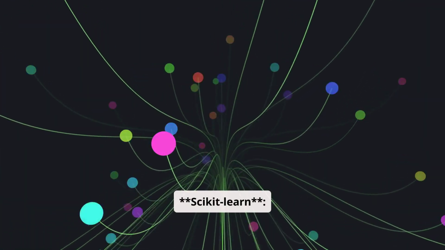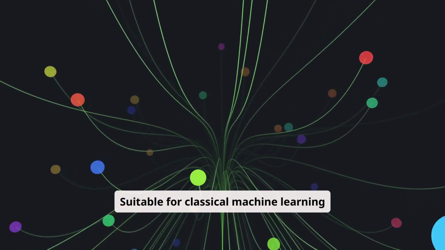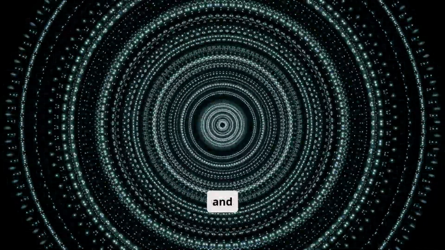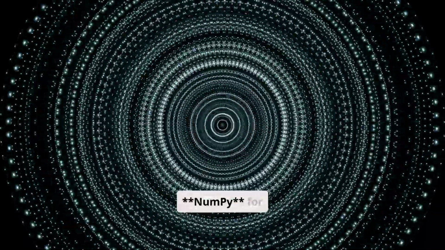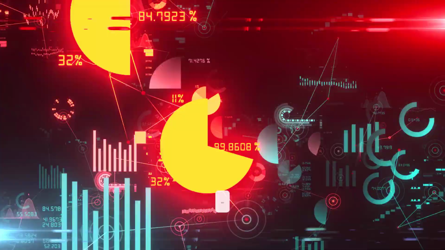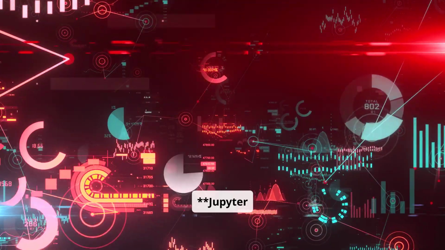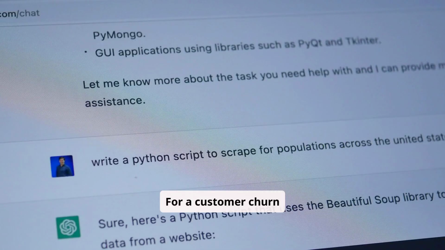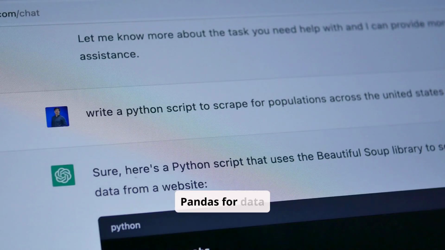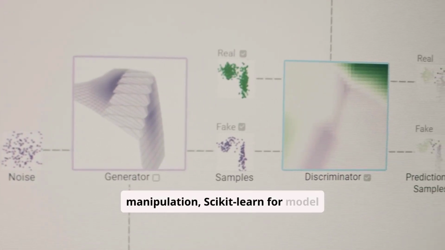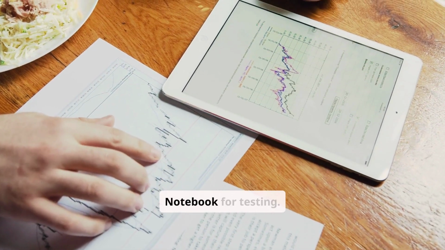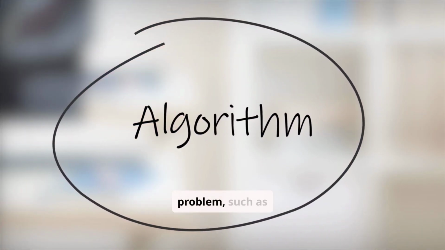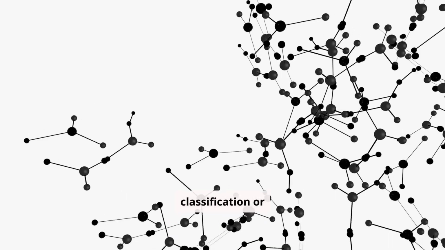Scikit-learn is suitable for classical machine learning models. Pandas and NumPy for data manipulation. Jupyter Notebooks for interactive development. For a customer churn project, use Python with Pandas for data manipulation, Scikit-learn for model building, and Jupyter Notebook for testing. Choosing the right algorithm depends on the problem, such as classification or regression.